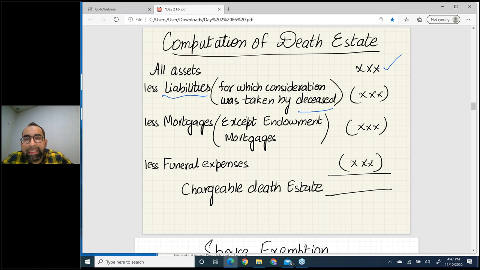For example, the deceased just before the death, 1 week before the death or 2 weeks before the death, went for shopping, and he used the credit card. So definitely, when you use a credit card, you buy some things, right? So he got the consideration. So these debts are allowed. But don't forget that gambling debts or verbal promises, for example, the deceased promised a poor guy that I will help you with your school fees or something, such verbal promises are not allowed. Okay.